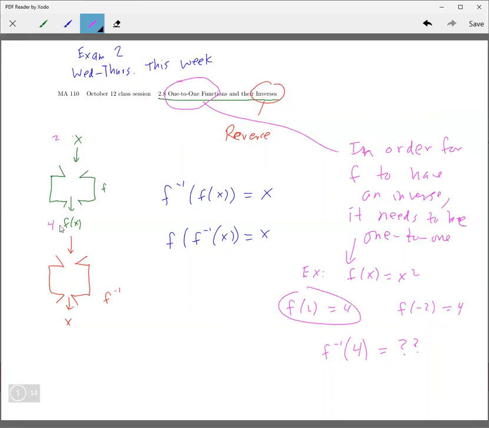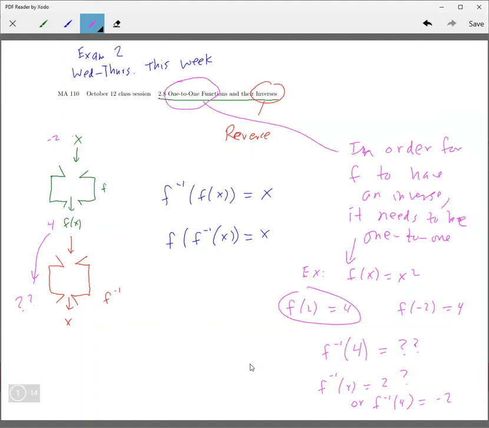But when you're at this point, you don't know what the original one was, and the inverse is supposed to give you back the original one. If it's a 4, you don't know whether it came from a 2 or from a negative 2. In this case, it came from a 2, but it could have come from a negative 2. So you can't definitely get back to the original.